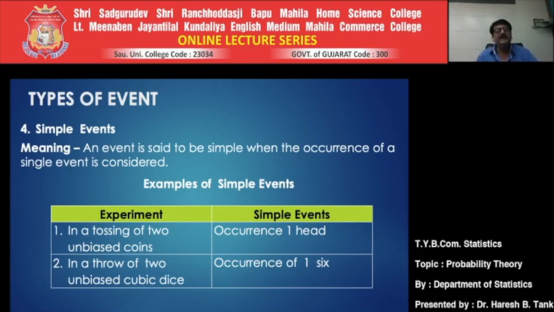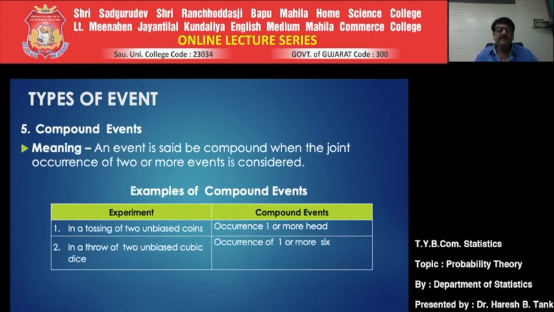That event is called a simple event. The definition of this simple event will be clear once you understand the compound event. Compound event. An event is said to be compound when the joint occurrence of two or more events is considered. We are taking the same example to make it more clear.